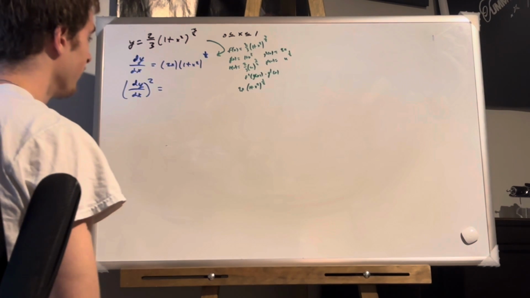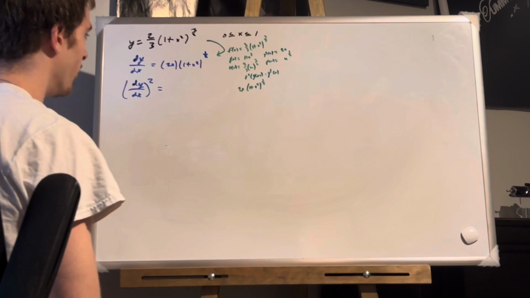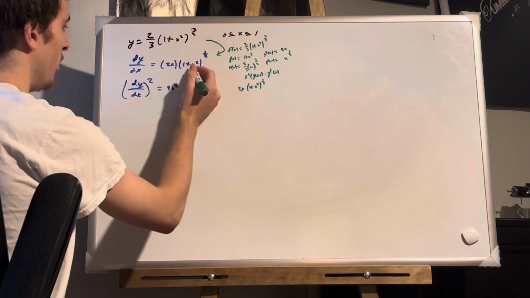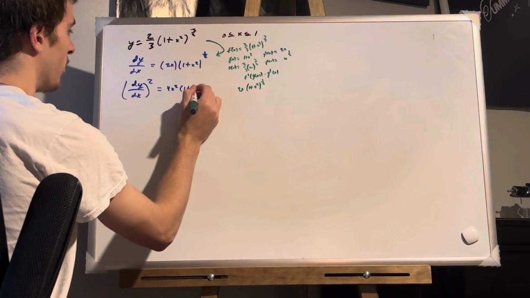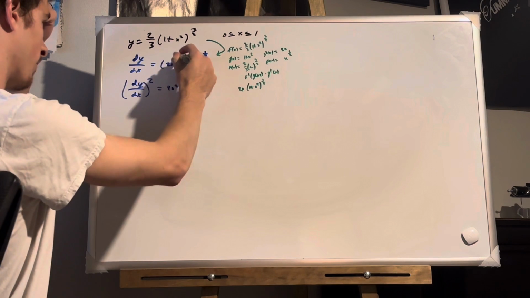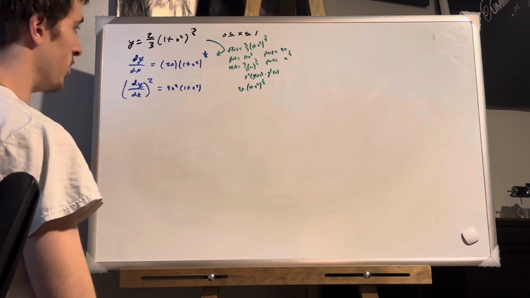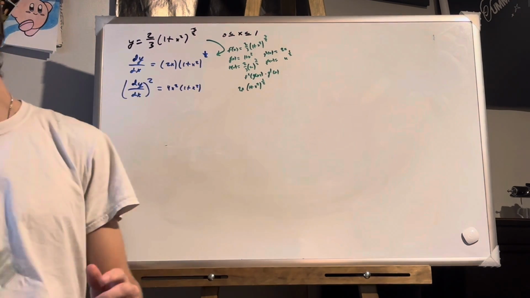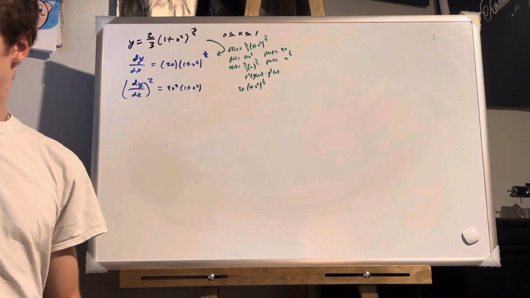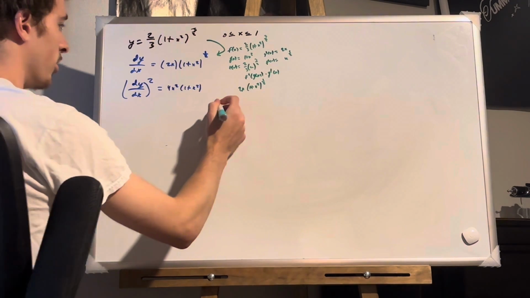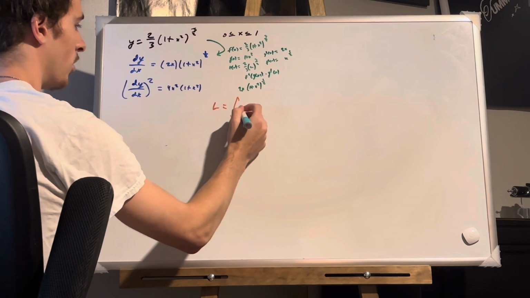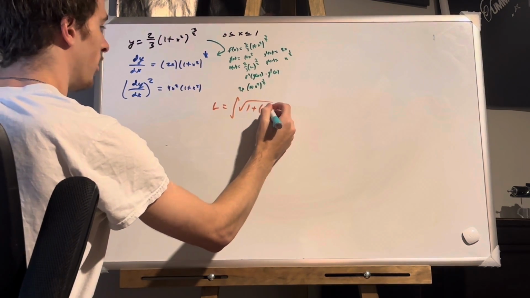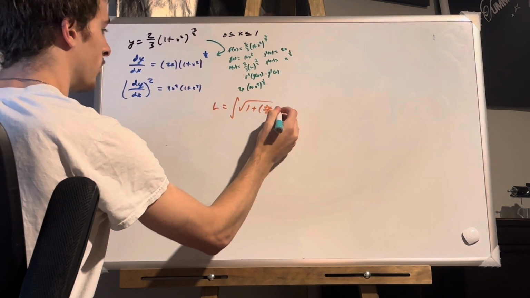So, this is funky, isn't it? Well, because we square each term, this will become 4x squared, and this just goes away. This square root. So that's not too bad. Okay? Now, what is our equation? L equals the integral of the square root of 1 plus dy over dx squared, right?